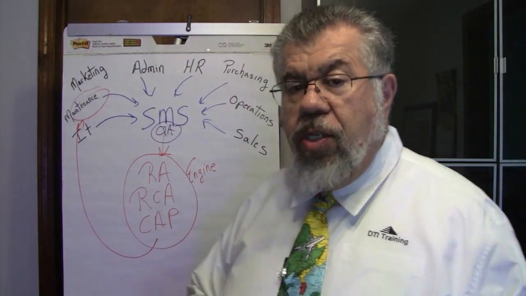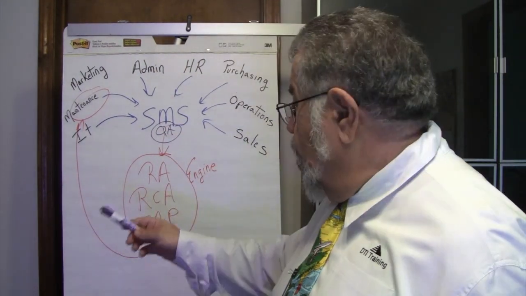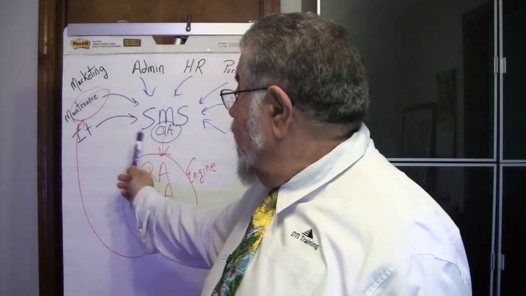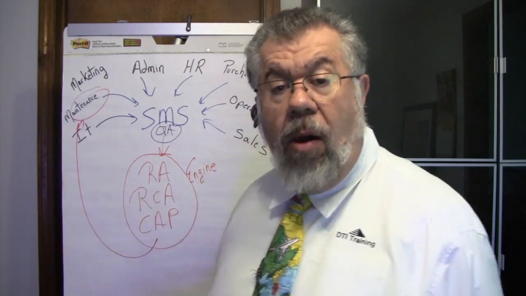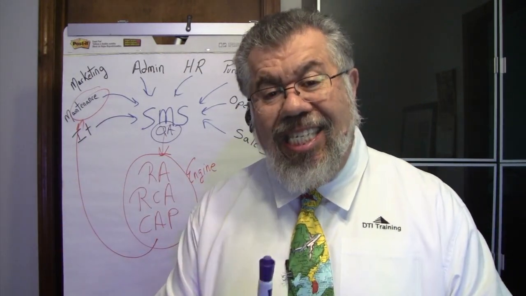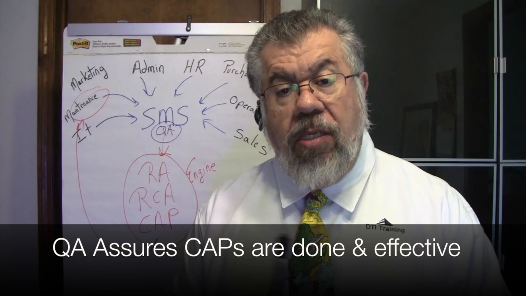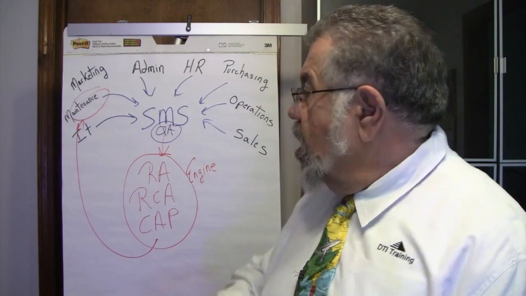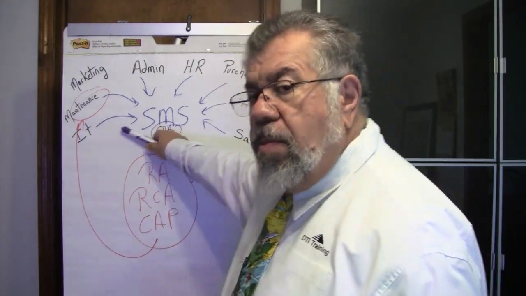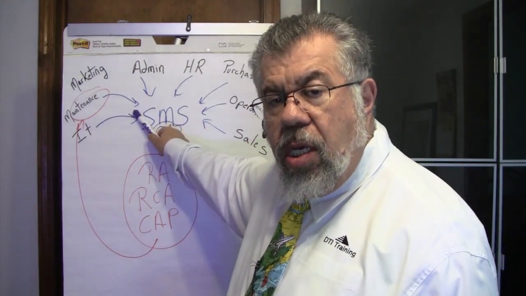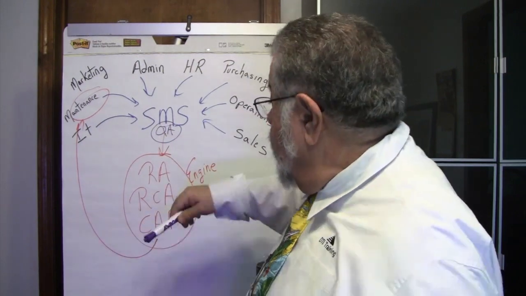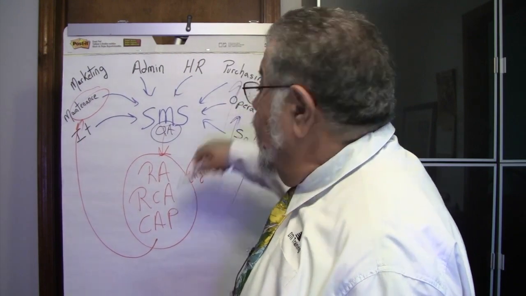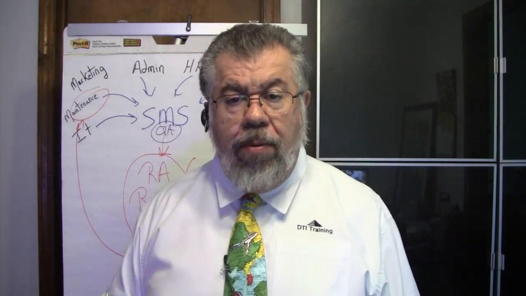The Quality Assurance department checks to make sure that the CAPs that were created, for example, in maintenance, are carried out. They check to see if what the department said it's going to do in the CAP is done, and then they'll check later on to see if what was done was effective. So the SMS system not only deals with inputs, but it also produces an output that now is fed back to each of the departments that has produced the initial input.